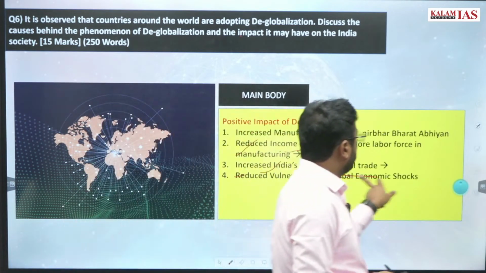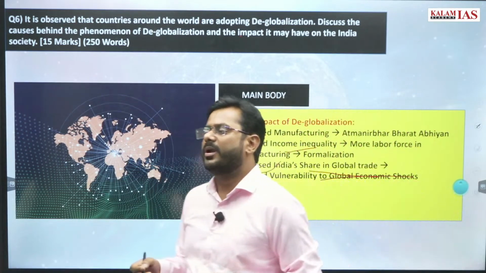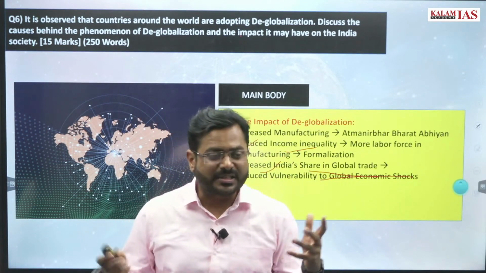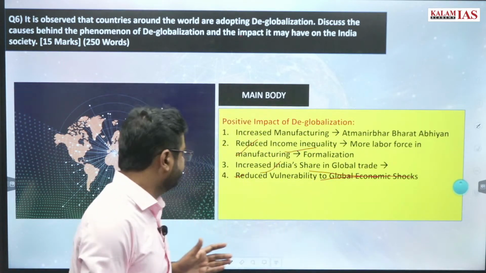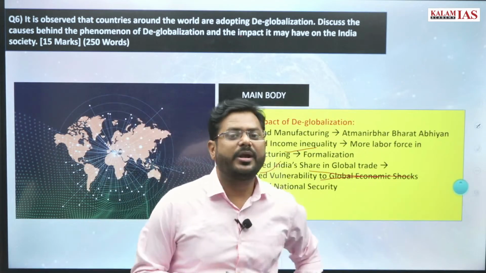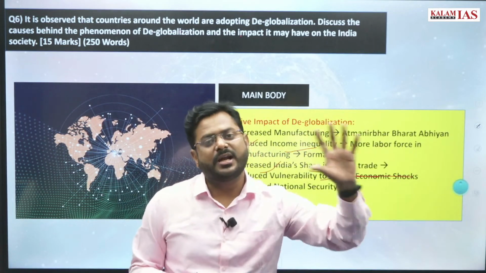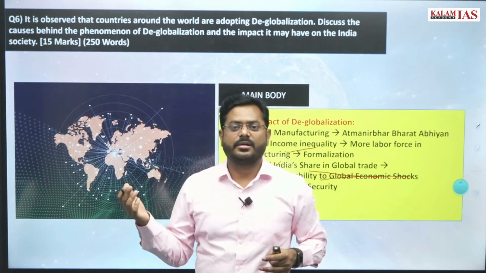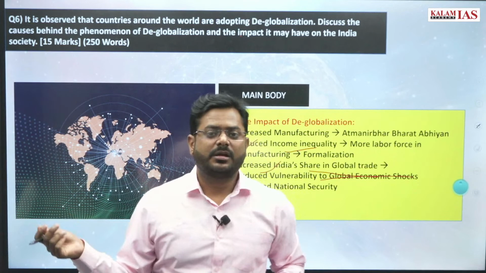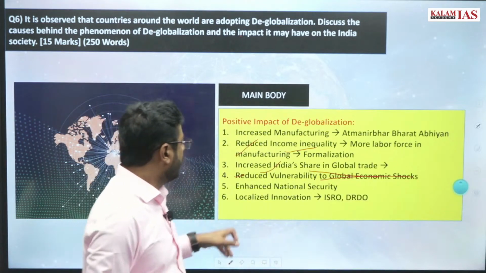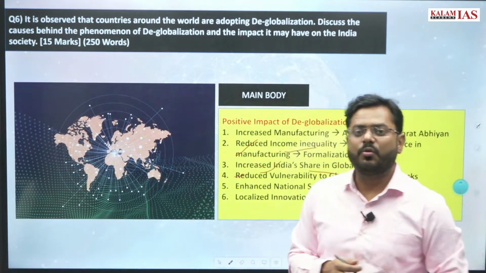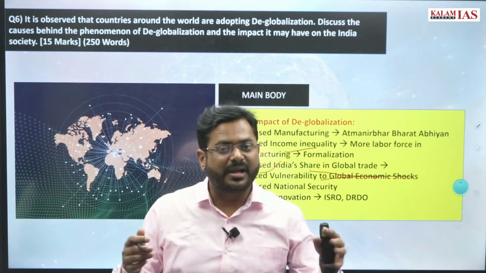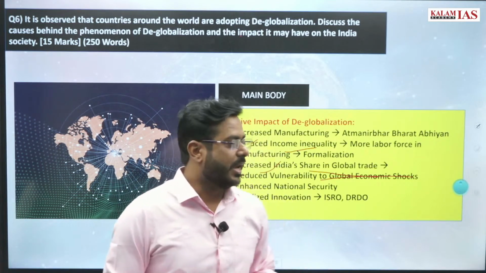Then reduced vulnerability to global economic shocks. Just now we have seen how the global economic crisis after 2008 hampered the economic growth of the whole world. So such shocks can be stopped by India. Then there can be enhanced national security, because outsiders are not allowed to come into the country, right? So better internal security can be there, no outside influence, no non-state actors acting, right? Then localized innovation, like ISRO and DRDO, we just took the example. So more such institutions can come up, and they will be innovating in several dimensions, right?